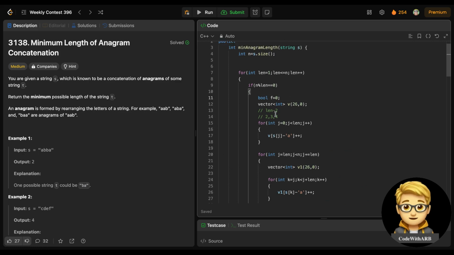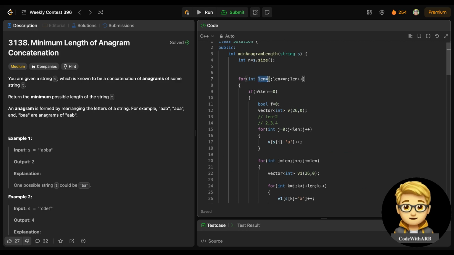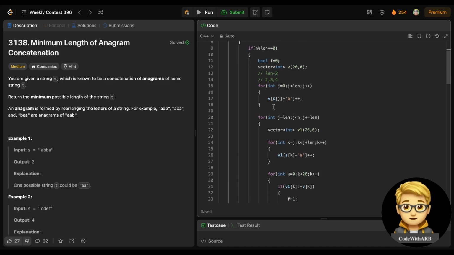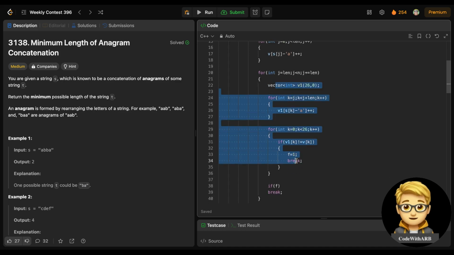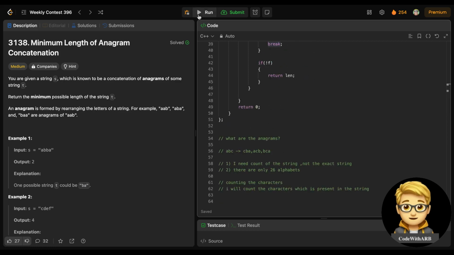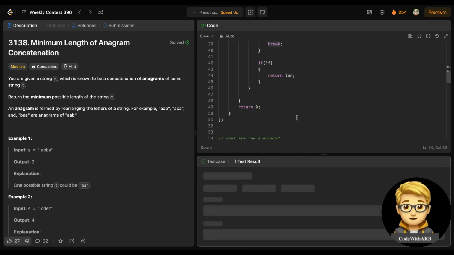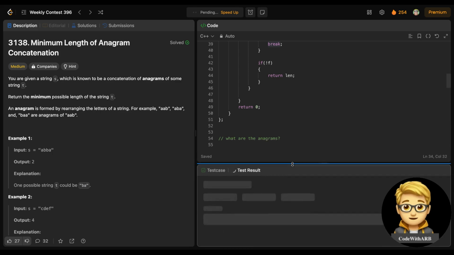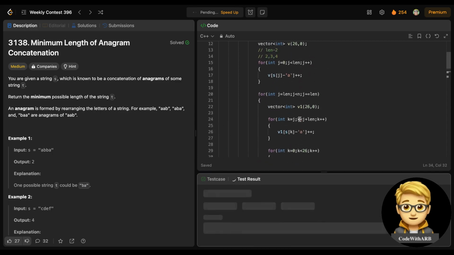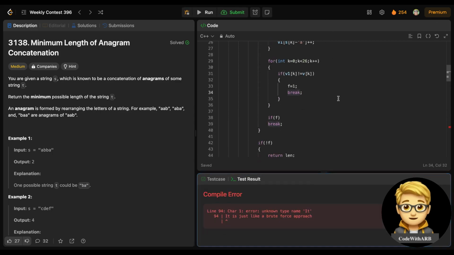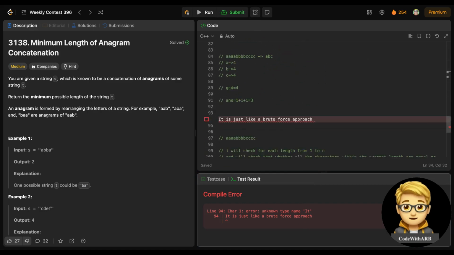So what we have done here, we are checking for every length, and we are checking for every length part from choosing from here, right? So okay, just run this. Let's see whether it is working or not. Some net issues. It is just like brute force approach.